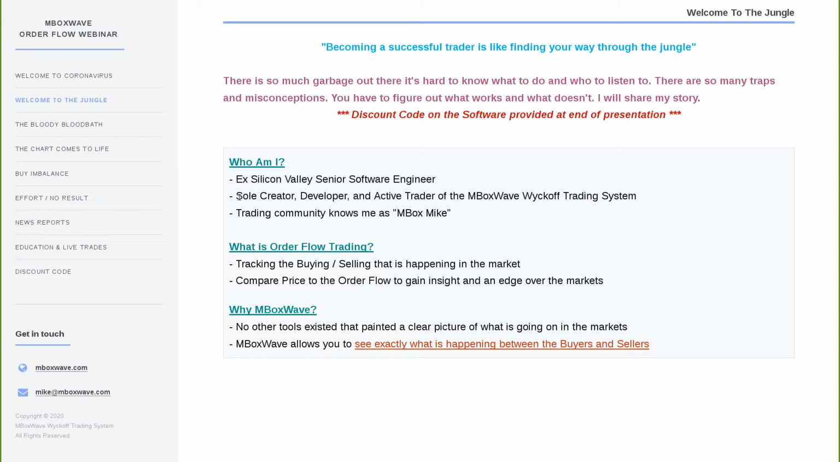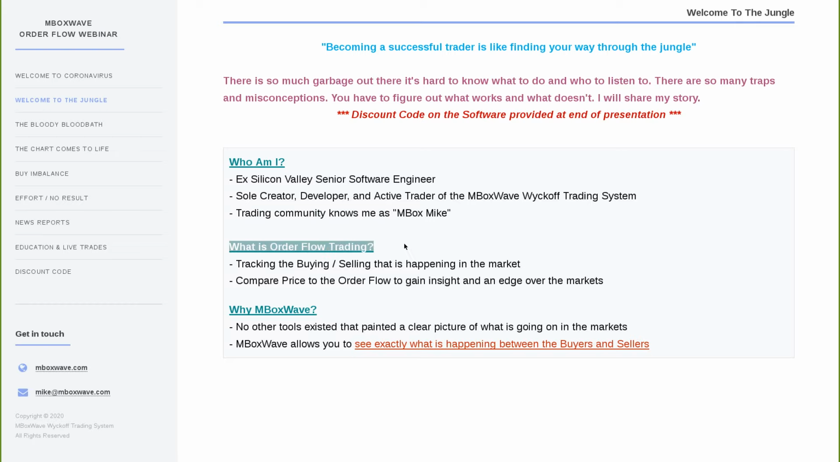A little bit about who I am as a trader. I'm the sole creator, developer, and active trader of my own system. You know, there's a lot of vendors out there, they'll sell you something, they don't know how it works, they don't use it themselves. I'm pretty much a one-man operation. When you have questions, I'm the only person you deal with, whether they're technical or trading questions, or whether you're having some software issues. The trading community knows me as MBoxMike.